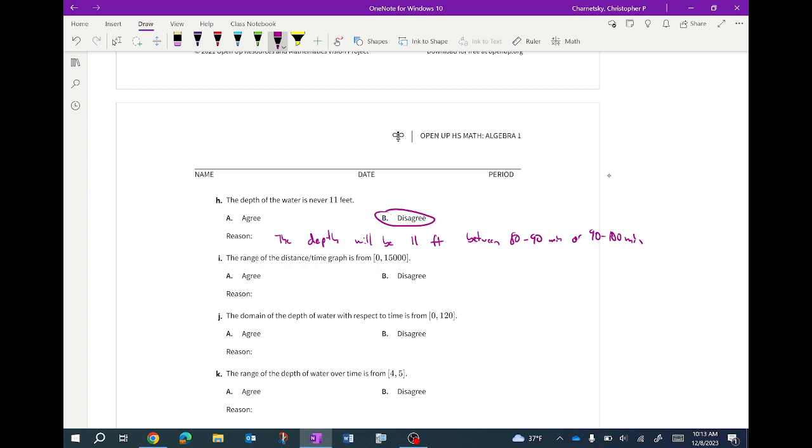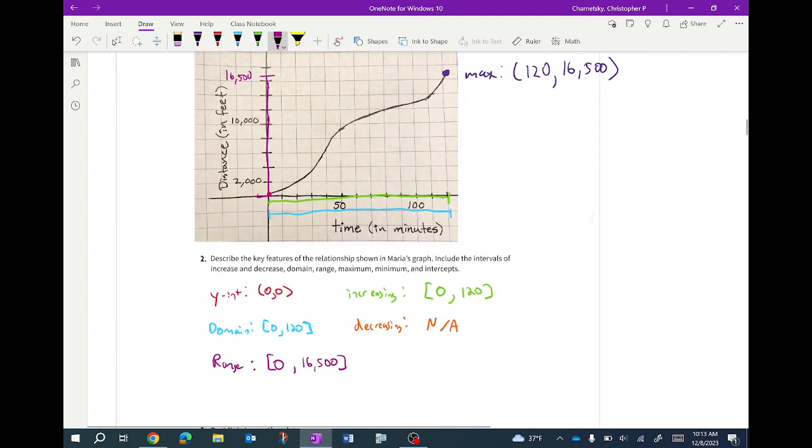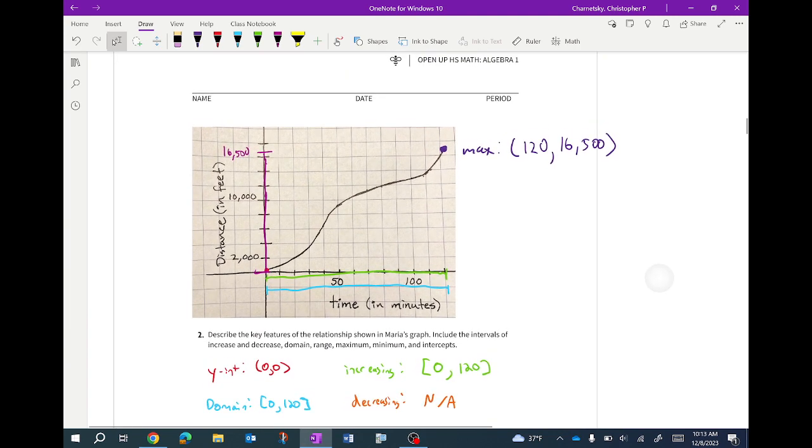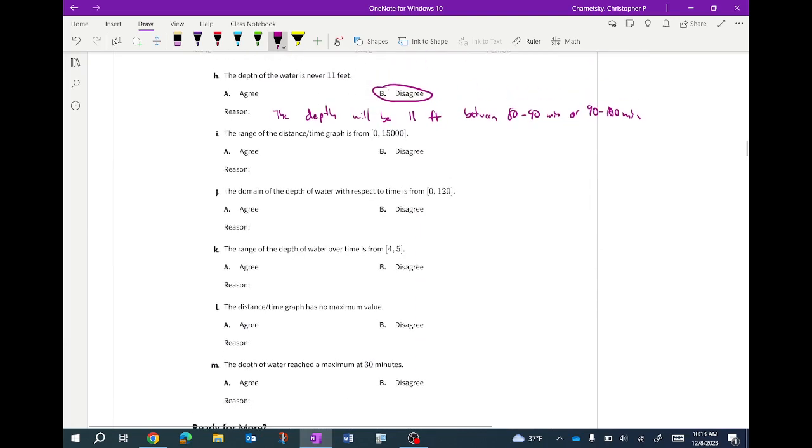Okay. The range of the distance time graph is 0 to 15,000. I think we said our range was somewhere above 16,000. So it definitely goes above. So if these are going by twos, 12,000, 14,000, 16,000. So it's higher than 15,000 on the higher end. So I'm going to disagree and say the range is 0 to, we said, 16,500.